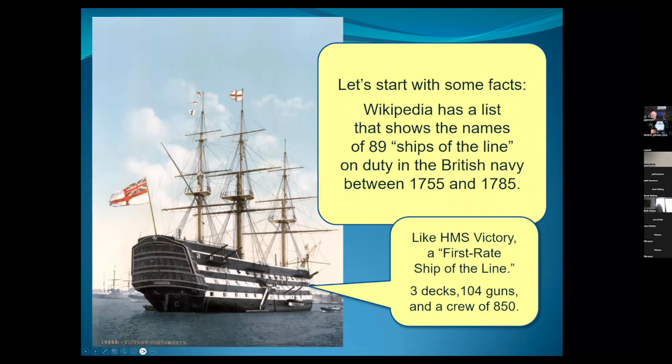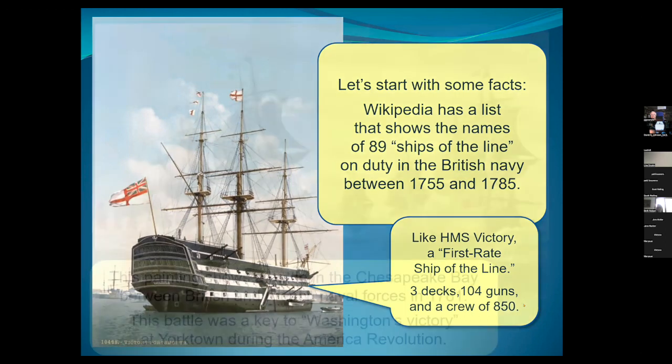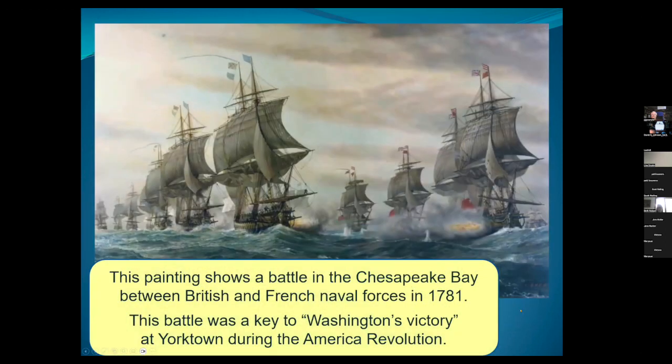The British Navy had 89 ships of the line on duty between 1755 and 1785. HMS Victoria is a first-rate ship of the line, 3 decks, 104 guns, and a crew of 850. So if we've got like 90 ships of the line and they have maybe 800 each, you've got an awful lot, like 7,000 sailors that you need. And then a bunch of those got involved at Chesapeake Bay, the key to the victory at Yorktown. This was a clash between British and French naval forces.